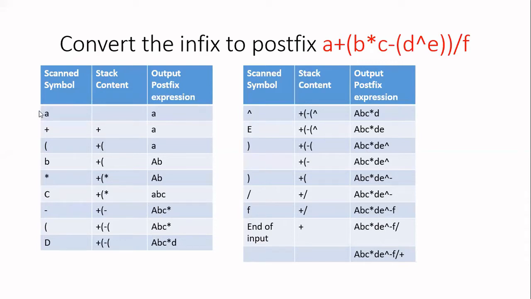Now try to understand that this is very important. When you get a symbol, just check whether it is an operator or operand. This is an operand. When it is an operand, simply write it on the output. So I have A at the output. I don't have anything in the stack now. So when you get an operand, simply write it at the output.